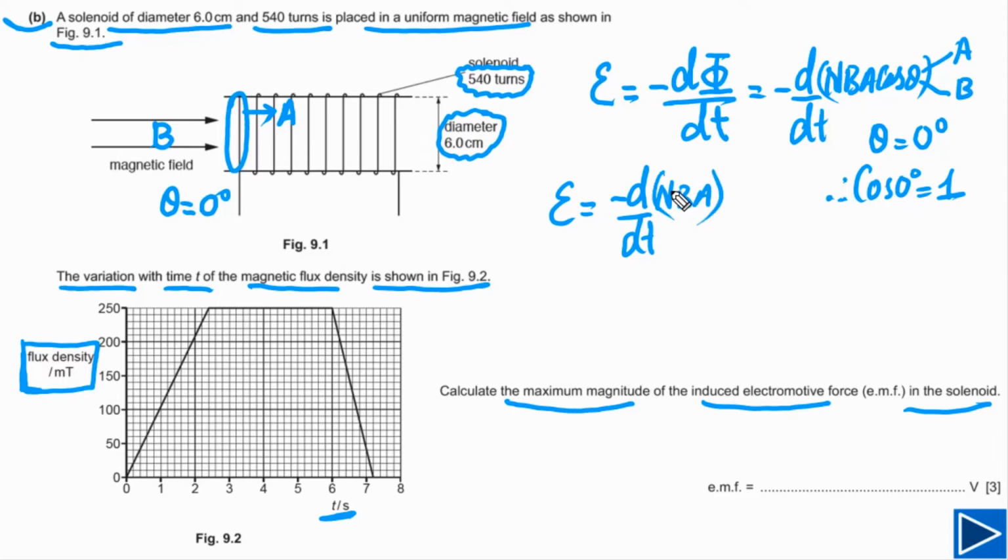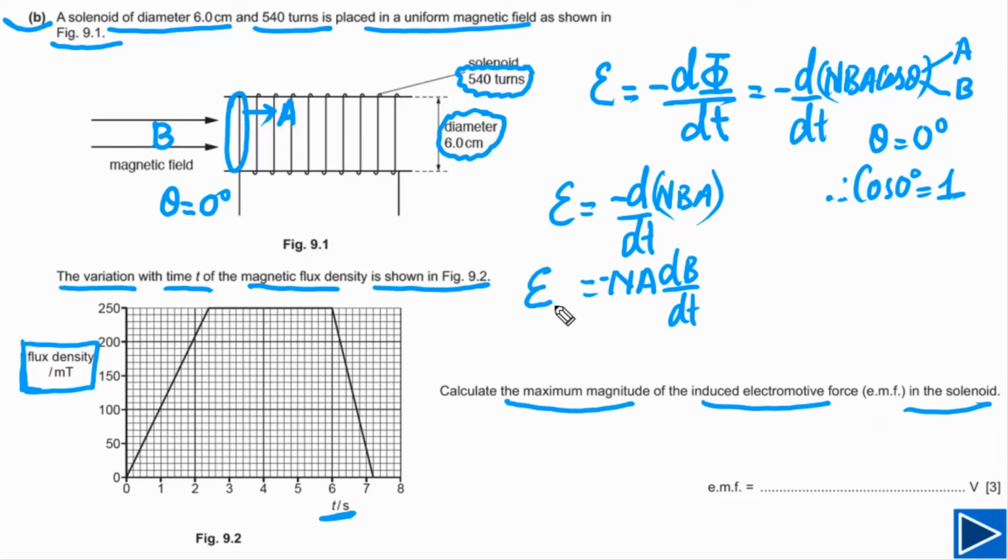But for this question, N is constant, meaning the coil has a fixed number of turns, and the cross-sectional area of the coil is also fixed. So these two are constant, so we can take them out. So we have negative NA and this is dΦ/dt. We need to calculate dΦ/dt.